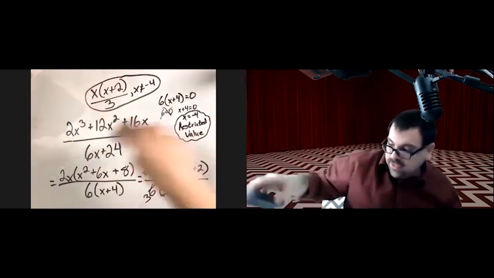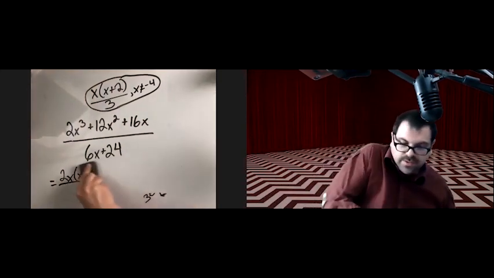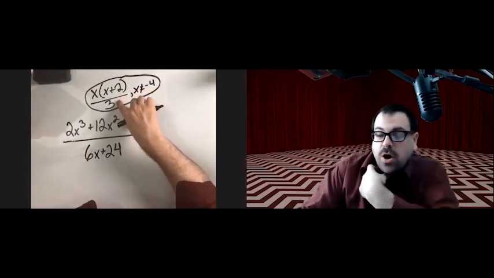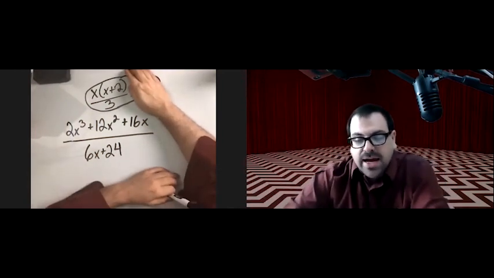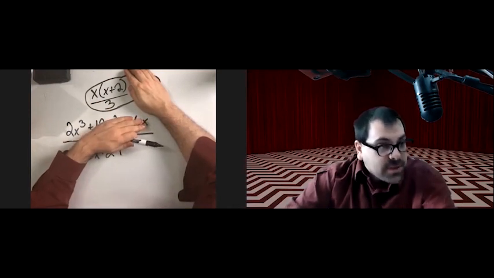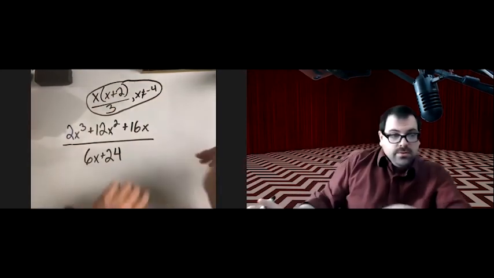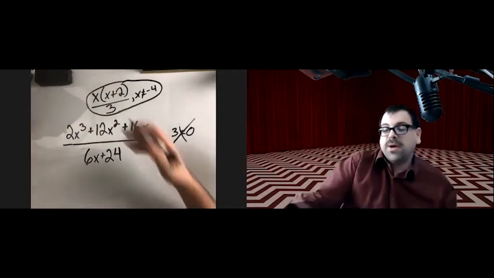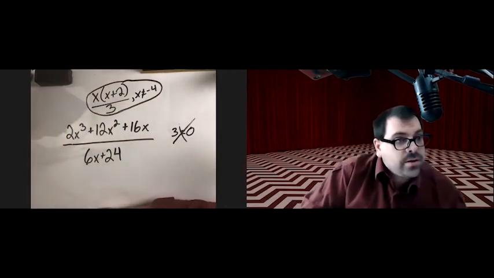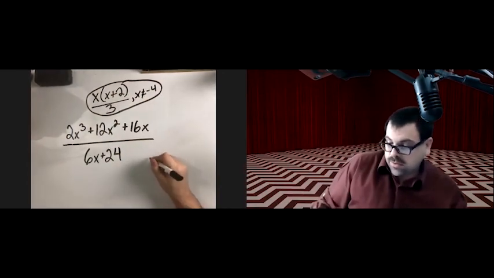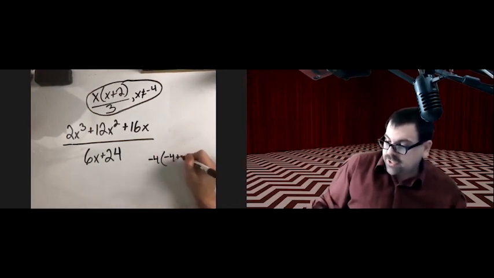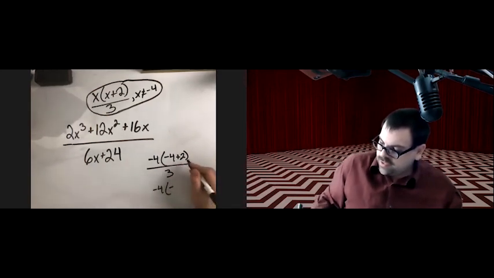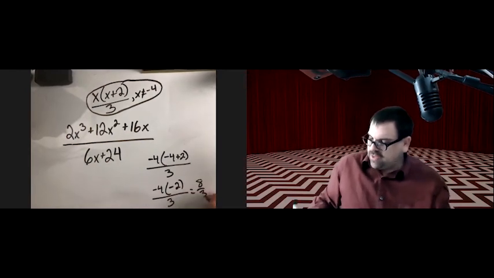Let me erase everything here except the original problem and the answer. Can we look at this and know, without it being said, that x can't equal -4? If all we saw was x times x plus 2 over 3, we would take the bottom, set it equal to 0, and solve to find restricted values. 3 equals 0 is nonsense. So we would come away thinking there are no restricted values. And if we plug -4 into x times x plus 2 all over 3, we get -4 times -2 all over 3, positive 8/3. We get an answer.